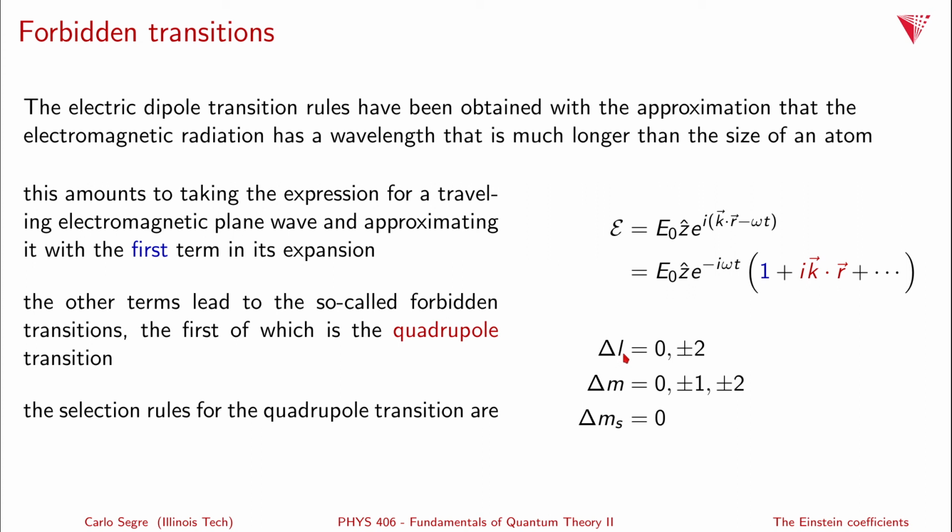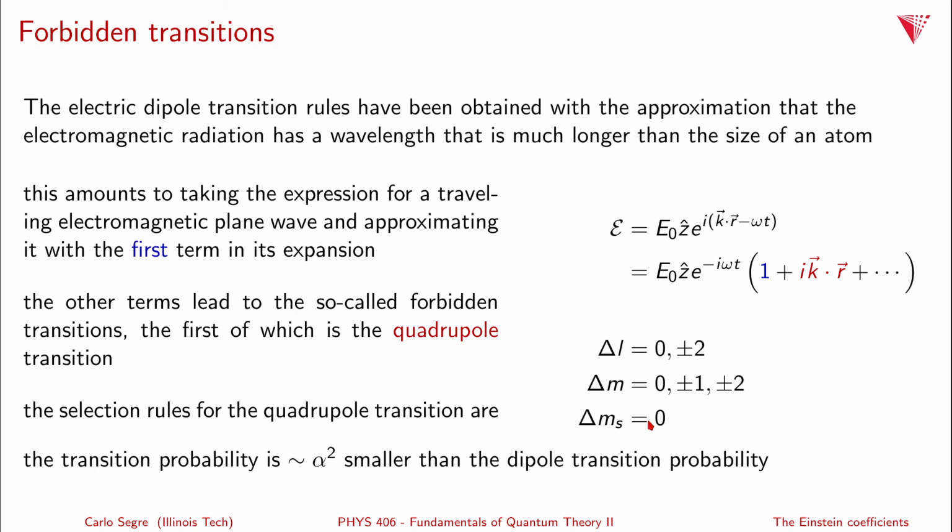You have delta L equals 0 or plus or minus 2. Delta M is 0, plus or minus 1, or plus or minus 2. And delta M sub S, of course, does not change. The spin doesn't change. So delta M sub S is equal to 0.